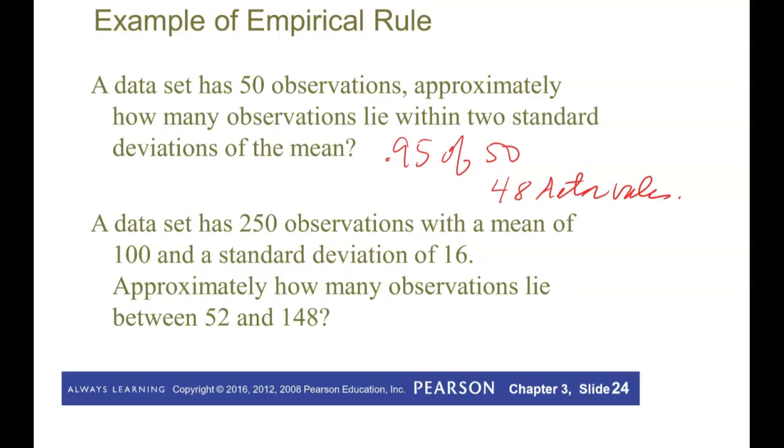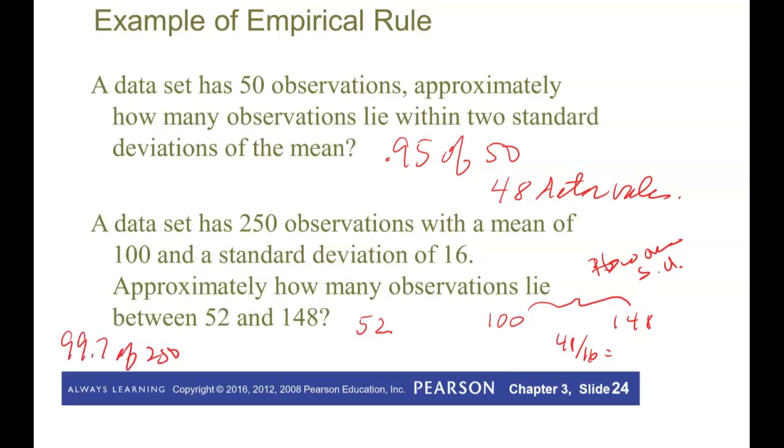A data set has 250 observations with a mean of 100 and a standard deviation of 16. Approximately how many observations lie between 52 and 148? The mean is 100, so you have to ask yourself how many standard deviations that is. 148 minus 100, divided by 16, is 3 standard deviations. So how much of your data do you expect to fall within 3 standard deviations? I would certainly expect 99.7% of 250, according to our empirical rule. So almost the full 250 data values, about 249 to 250.